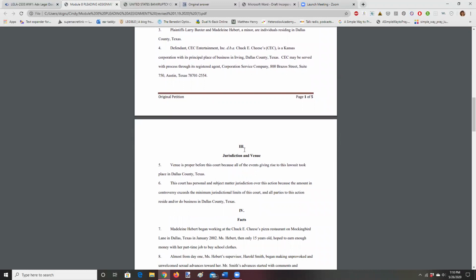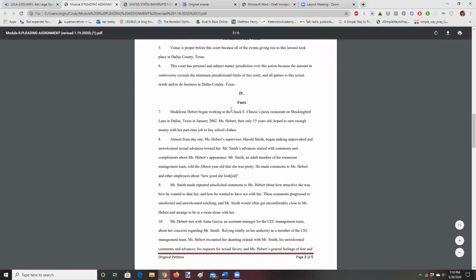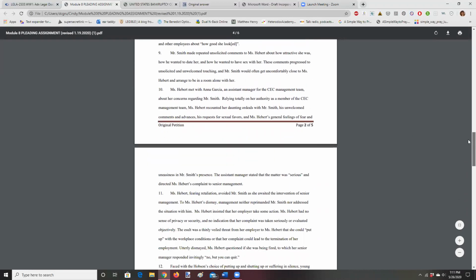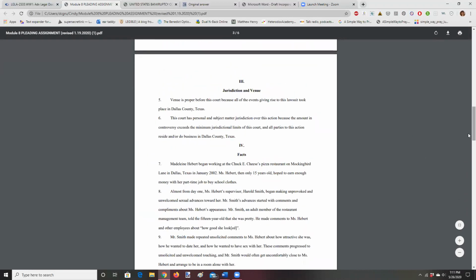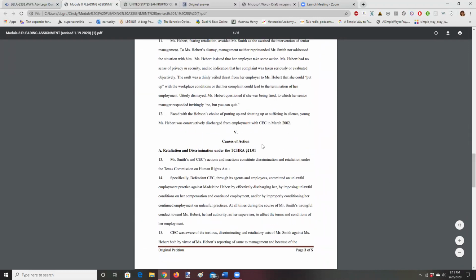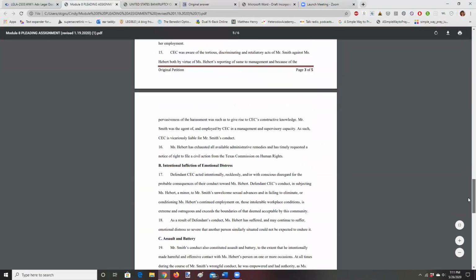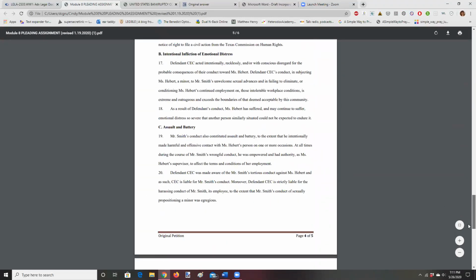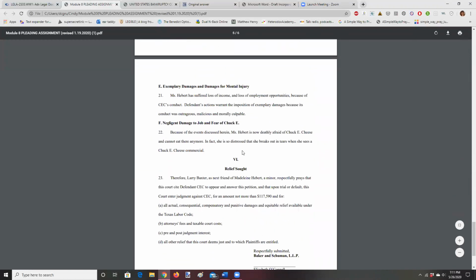Jurisdiction and venue, and some law firms will separate these two. And then we have the facts. These also can be called general allegations. And we'll have the causes of action, and you can see they're made more granular with A's and then B's and then C's. And then we have our final section, relief sought.